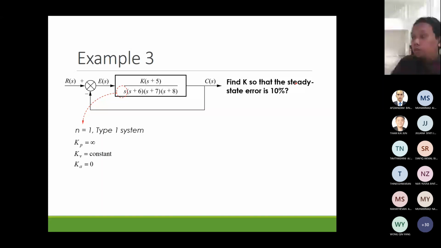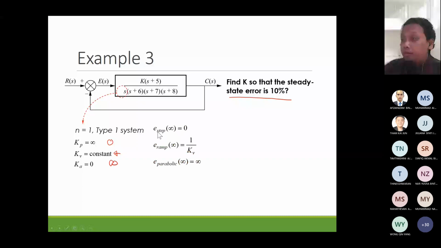And we want the system to have a steady state error of 10%. So for a steady state error of 10%, we must have some static error constant, because if we use kp, then the steady state error is 0, and with ka, the steady state error is infinity. So only kv will produce some steady state error. So now we can determine kv from this 10%.